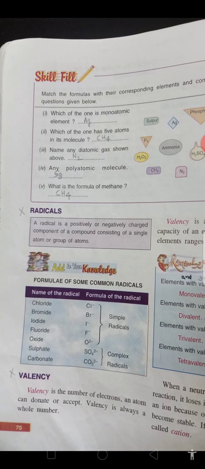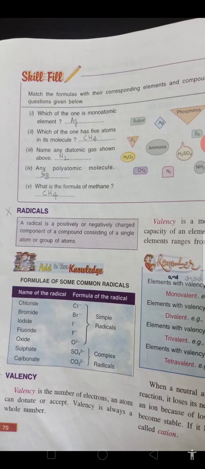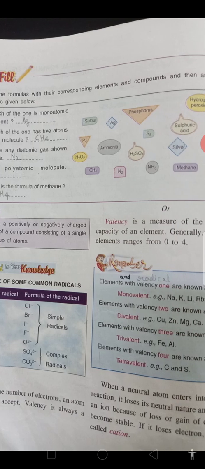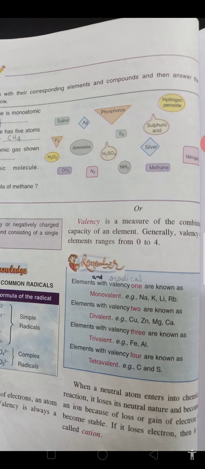First exercise over here is, which of the following is a monoatomic element among the following? So among the following, children, monoatomic means an element made up of only one atom. So it is Ag. Ag is silver. So this is the answer to it.